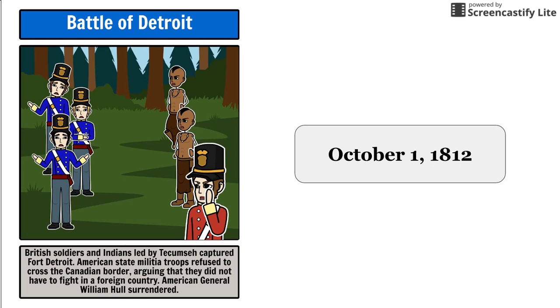The Battle of Detroit is one of them, where the Native Americans, led by Tecumseh, right? If you remember, he fled up to Canada after the Battle of Tippecanoe. Tecumseh and new Native American forces that were now allied with the British were able to take over Fort Detroit. Many of the American militia troops were taken captive. Many surrendered. You had a lot of U.S. troops who didn't want to fight in Canada because they felt that they didn't have to fight in foreign land. So it wasn't really a great front for the U.S. early on in the war.